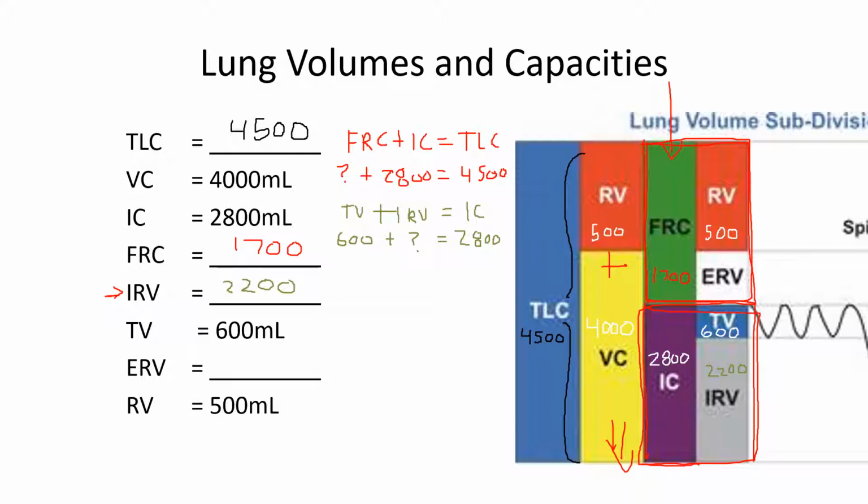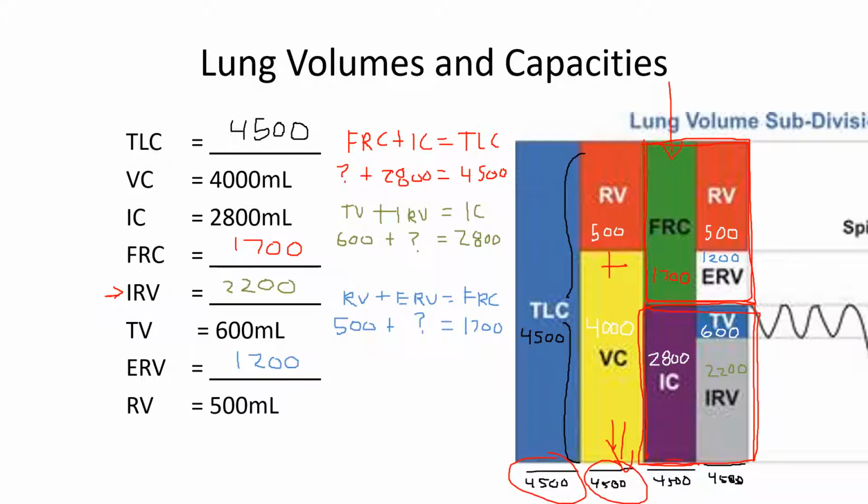$1,700. So we got 500 already. The difference is 1,200. Last step, double check, make sure all your columns add up to 4,500 each. 4,500, 4,500, 4,500, 4,500.